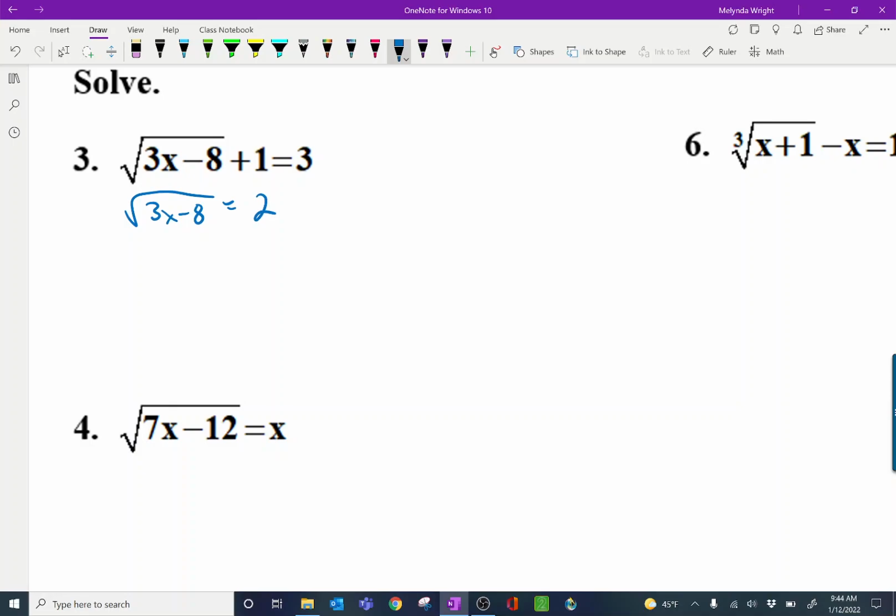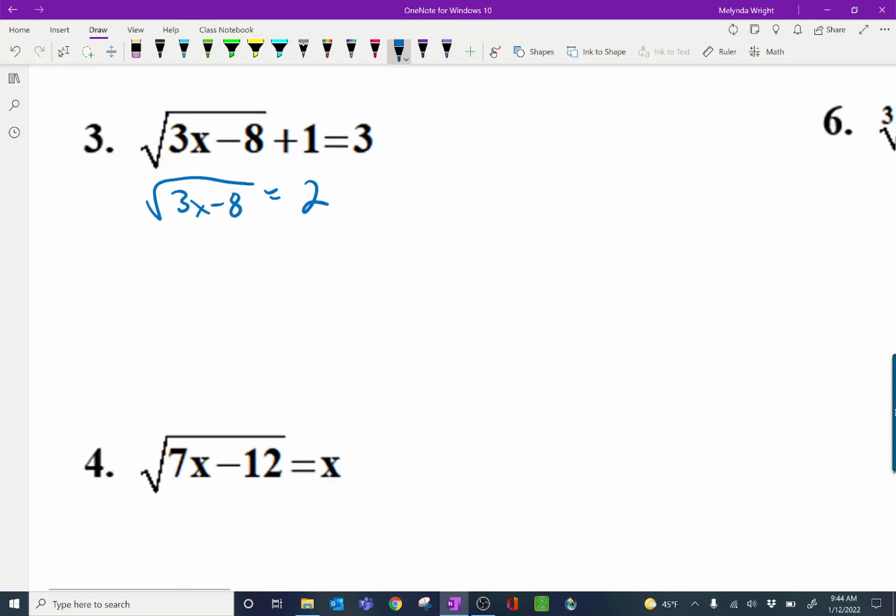So square roots, we're probably okay. Are we okay without transforming it into an exponential? We know that the square root would be like 3x minus 8 to the 1/2. Why not? Let's just do it. That would be fun. So to the 1/2. What would I raise 1/2 to get a 1? I would raise each side to the second power. I would square each one. That would give me 3x minus 8 is 4.